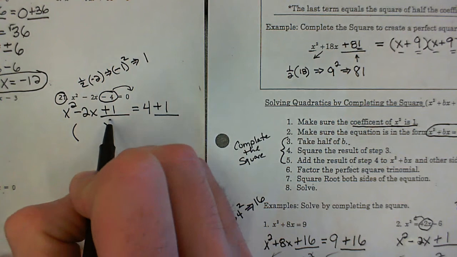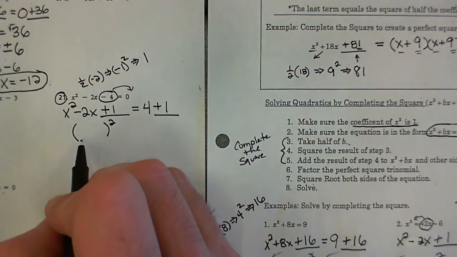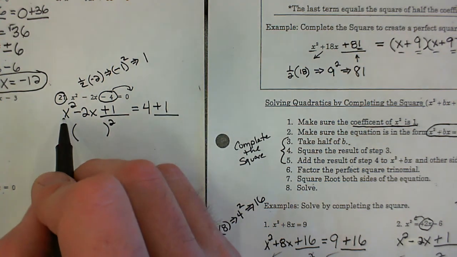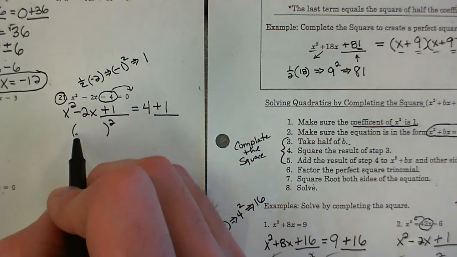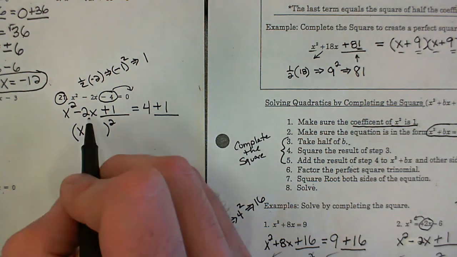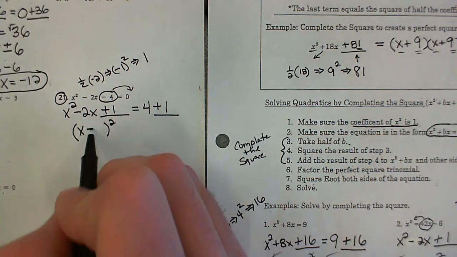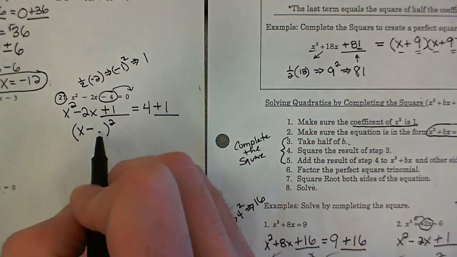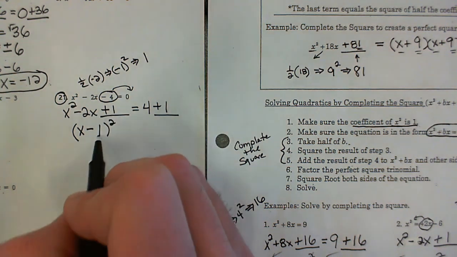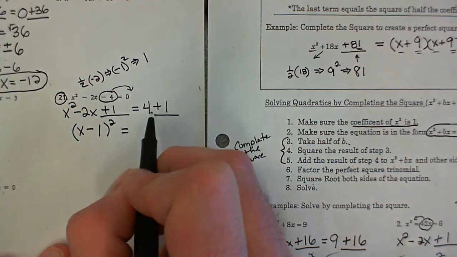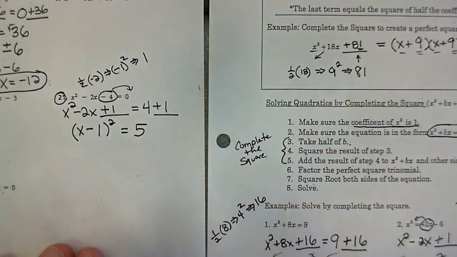Okay, now we're ready to go ahead and factor. So this is going to factor into binomial squared. So what times itself gets you x squared? That would be x. Since the middle term's negative, the sign's going to be minus. And then what number times itself gets you 1? That's 1. On the right side, combine this together, you get 5.